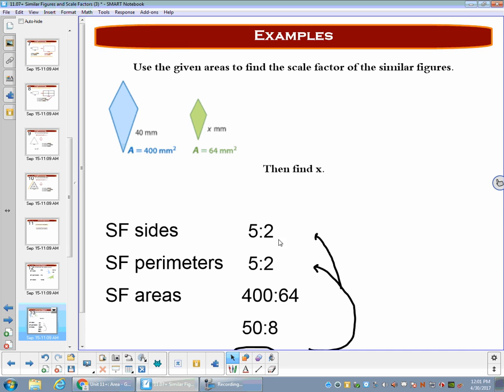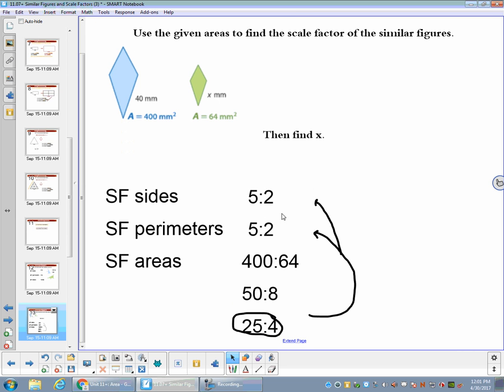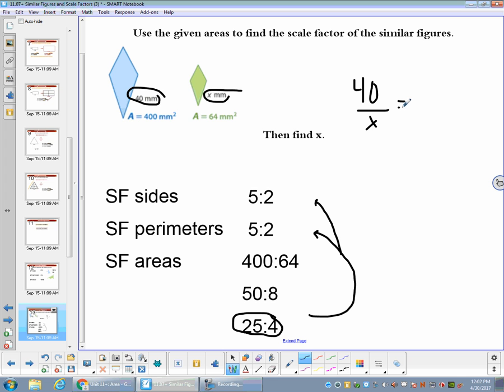Now we want to find this side. So we have to decide which scale factor we use: the side, perimeter, or area. It seems almost silly to say, since we have a side, we use the scale factor for the sides. So I'd have 40 over x. Since the bigger one is on top, I'm going to put the bigger one here on top. So that's going to be 5 over 2.